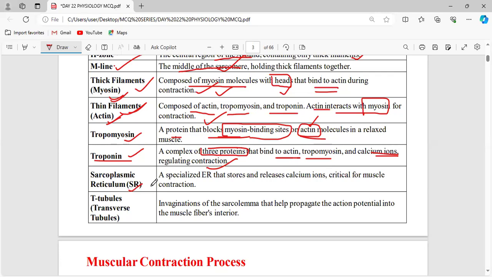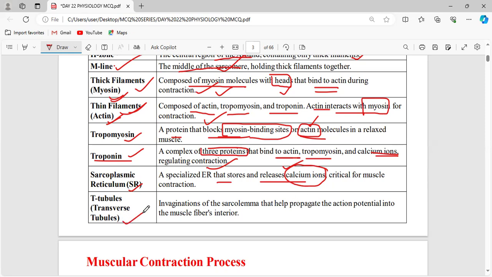Now, what is the sarcoplasmic reticulum? Sarcoplasmic reticulum is nothing but an endoplasmic reticulum. Based on the location, the name of the endoplasmic reticulum is changed. The endoplasmic reticulum involved in muscle contraction, we call the sarcoplasmic reticulum. Its main function in the muscle cell is to store and release calcium ions. And these calcium ions play an immense role; they are involved in the process of muscle contraction.